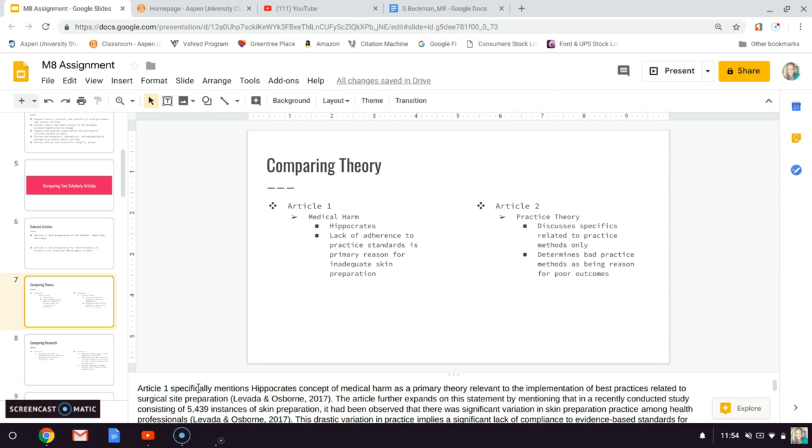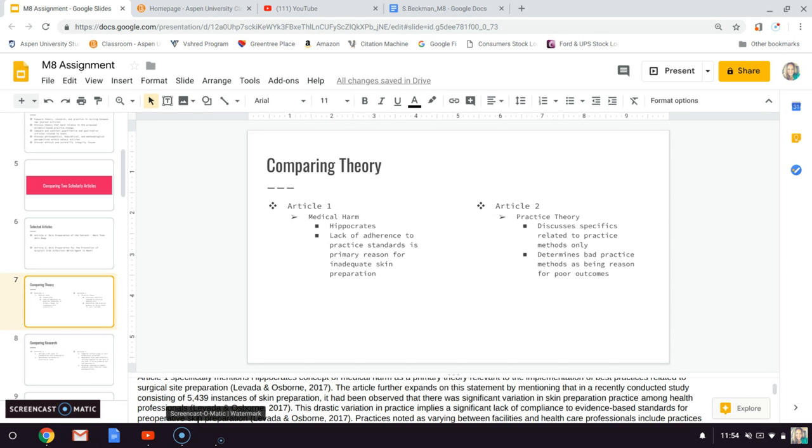Comparing theory. Article 1 specifically mentions Hippocrates' concept of medical harm as a primary theory relevant to the implementation of best practices related to surgical site infection preparation. The article further expands on this statement by mentioning that in a recently conducted study consisting of 5,439 instances of skin preparation, it has been observed that there was significant variation in skin preparation practice among healthcare professionals.